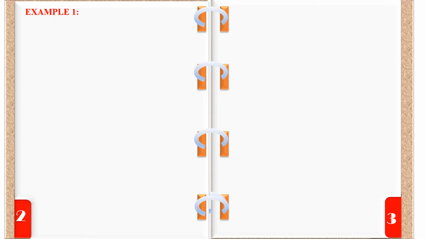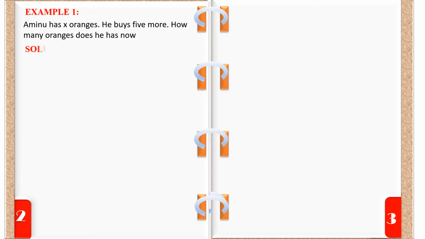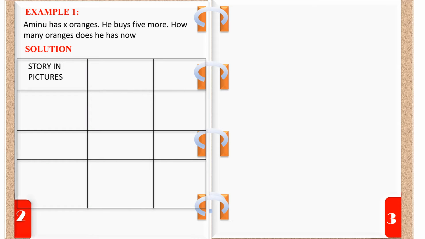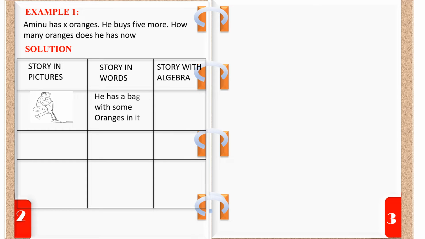Now, example 1. Aminu has X oranges. He buys 5 more. How many oranges does he have now? To solve that, we are going to look from the perspective of story in pictures, story in words, and story with algebra. Now, you can see the man with a bag with some oranges in it. We can say that we let X represent the number of oranges in the bag, since we don't know the quantity of the oranges in that bag.